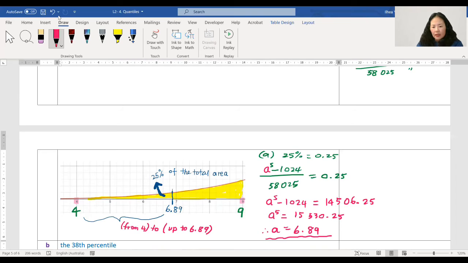So really, that's this one here, all the way from 4 up to 6.89. It gives us 25% of the total area. The yellow part is the total area, which is going to be 1, but the 25% of it is up to 6.89.